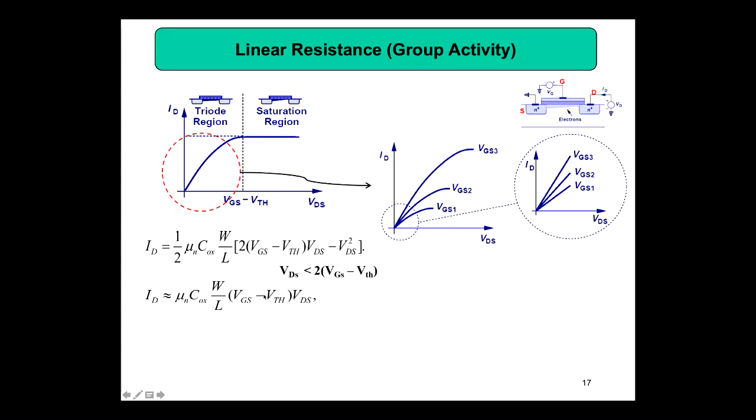And then you can find out R on. So what is the on resistance? You got ID, then you got VDS. So VDS divided by ID, that is your on resistance of the channel. So the on resistance of the channel is 1 by mu n COX W by L times VGS minus VTH. So now we found out what is the on resistance of the channel.